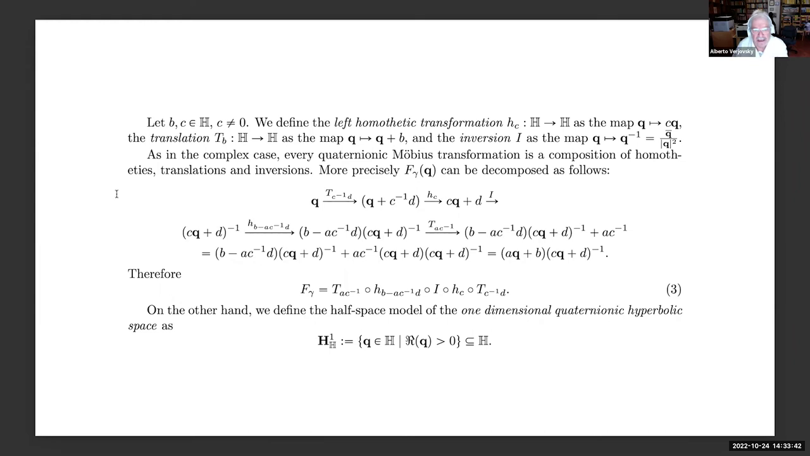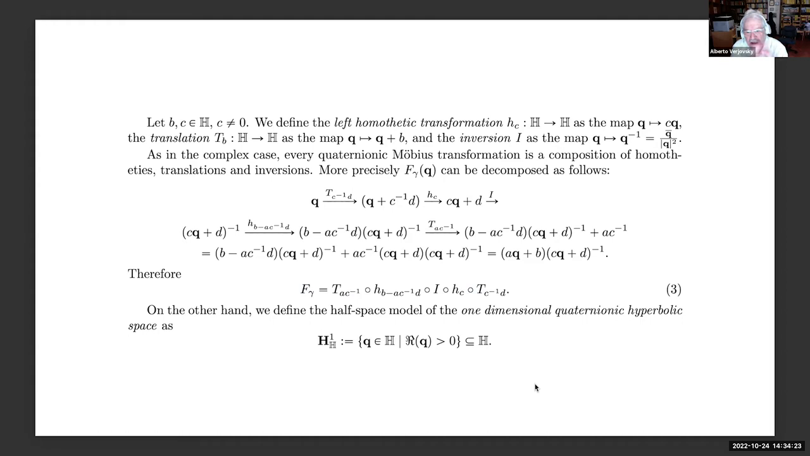And here's a very simple proof: ABCD is translated on the left by C minus 1 D. So given ABCD, do the following operation. Translate by this amount. Take the left homothetic transformation by Z, which is supposed to be different from zero. Then invert, and so on, and you arrive at the transformation. Actually, this already proves, by a very simple argument, that a Möbius transformation preserves angles, because each of these operations, homothetic transformation, translation, and inversion, preserves angles.